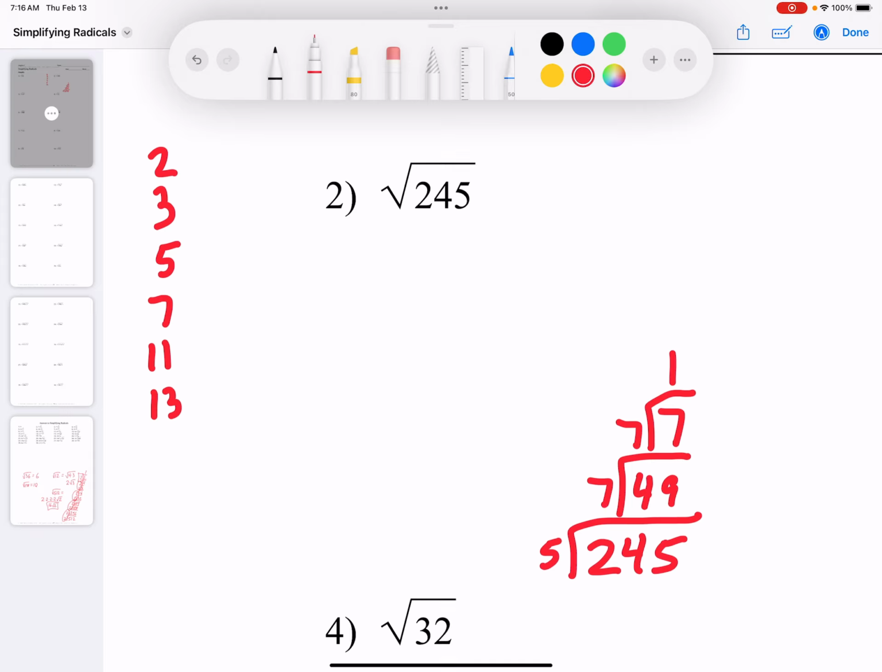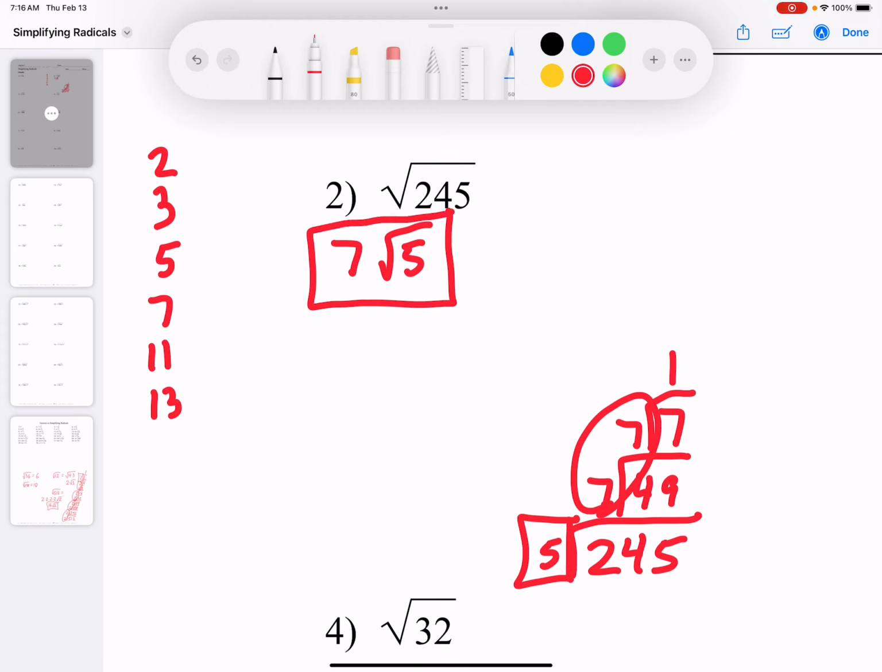So now what we do is we pair off our numbers. Each pair of numbers comes out of the square root as a single number. And then the one that doesn't have a pair stays behind underneath the square root. And that is the simplified version: the square root of 245 is 7 times the square root of 5.